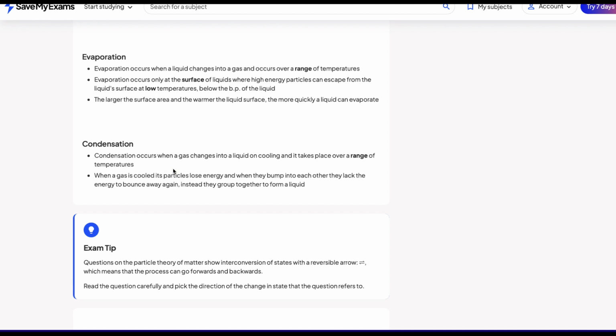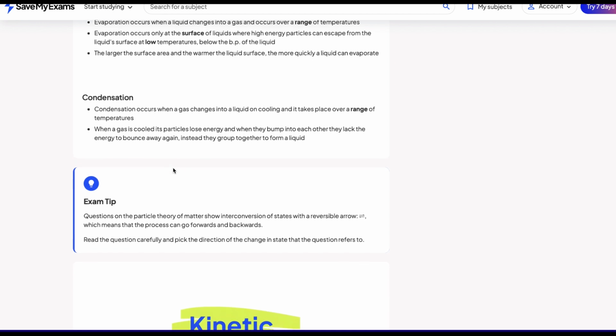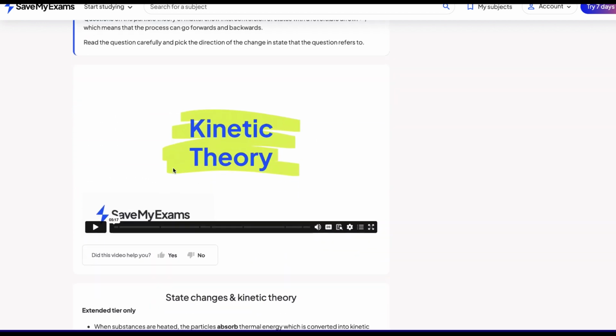Condensation is when we change a gas back to a liquid. You allow the gas to cool, like steam. Steam is a gas, a form of water vapor. When you allow it to cool over a range of temperatures, it becomes a liquid. So condensation is also a very paramount process.